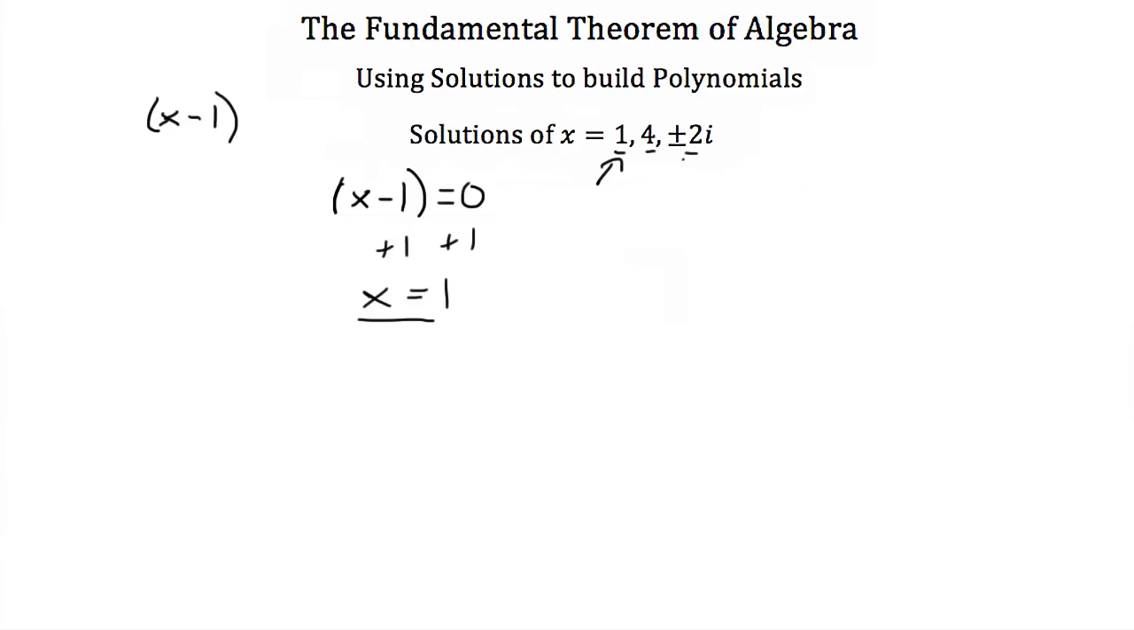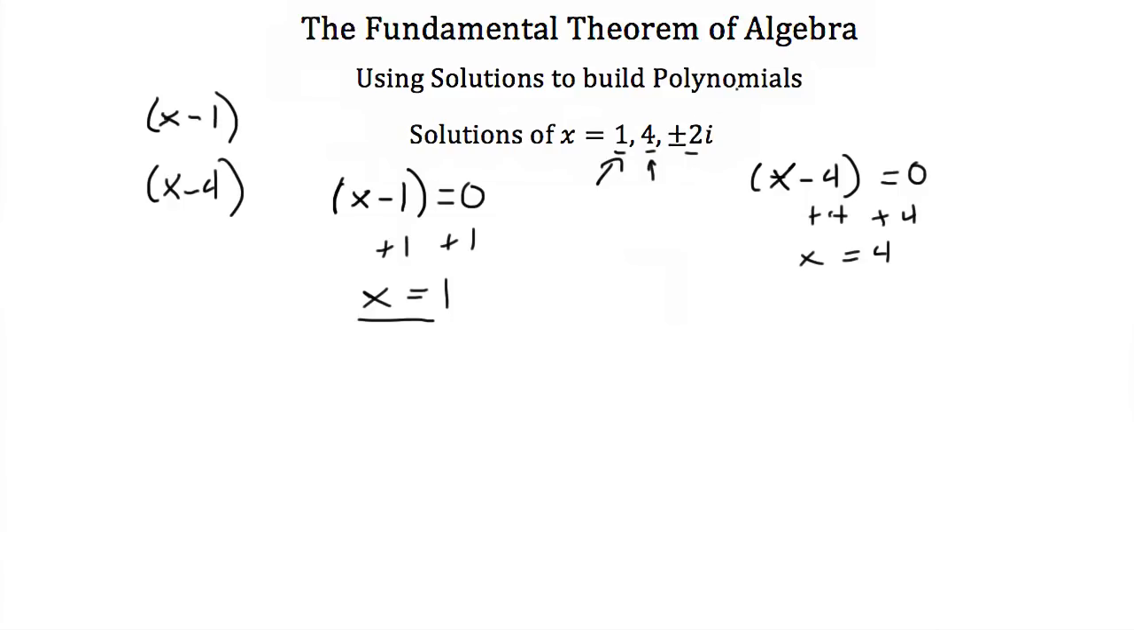Now we also have a 4 here, so we need to find the factor that when we set it equal to 0 gives us 4. Well, that's just going to be x minus 4. If we set x minus 4 equal to 0, and we add 4 to both sides, we'll get x is equal to 4. So x minus 4 then is a factor of our polynomial.